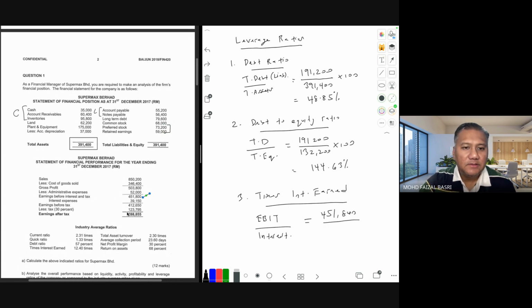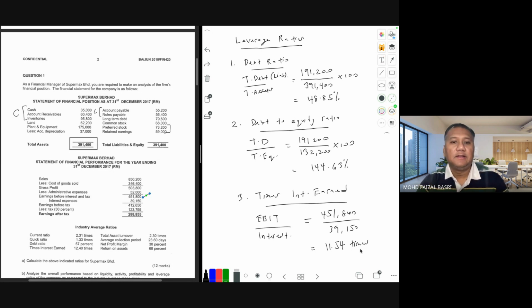Okay, and the interest adalah 39,150. Okay, don't multiply with 100 sebab jawapan dia dalam times. 451,800 divided by 39,150. So it's about 11.4 times.